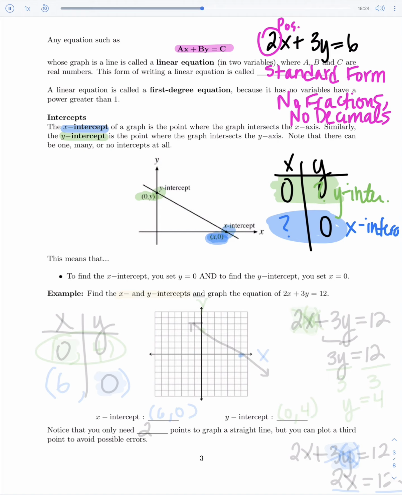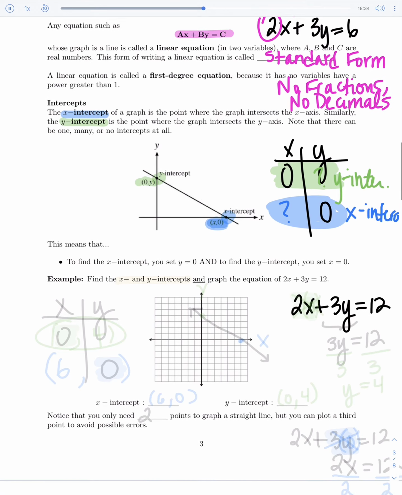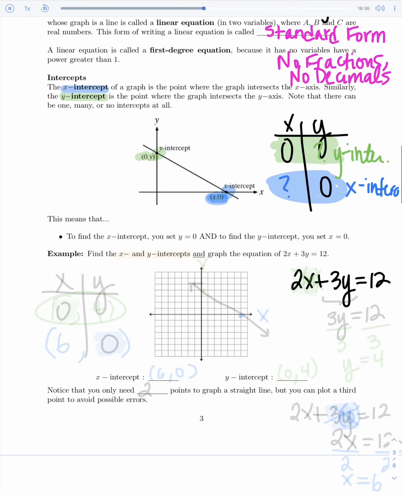In this next equation, our first example, we've got 2x plus 3y equals 12. Notice it is in standard form because the x and y are on one side, the number is on the other side by itself, and we have no fractions and no decimals. So what we want to do, and they do tell us this, is find the x and y intercepts, which means we're going to make a table of values with x's and y's. We'll plug in a 0 for x and a 0 for y.